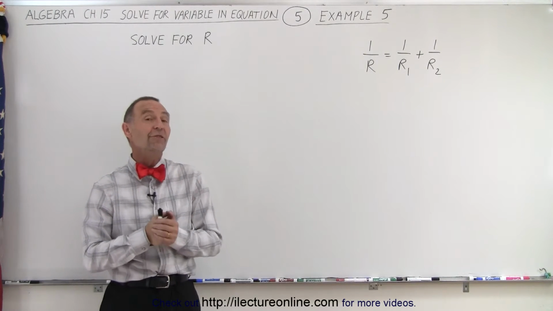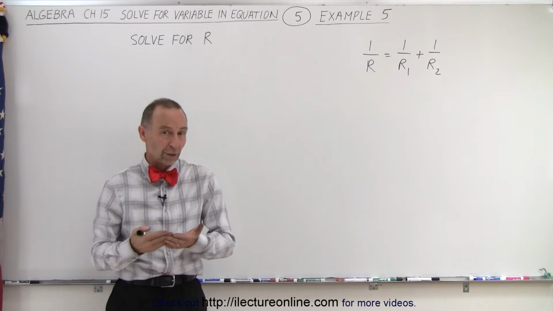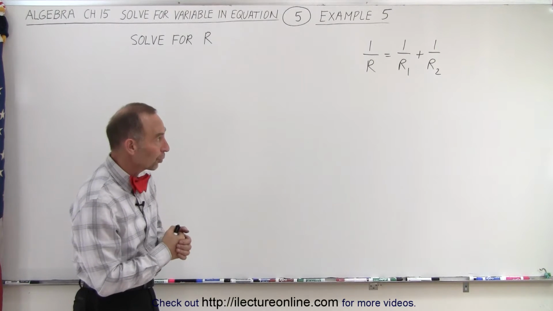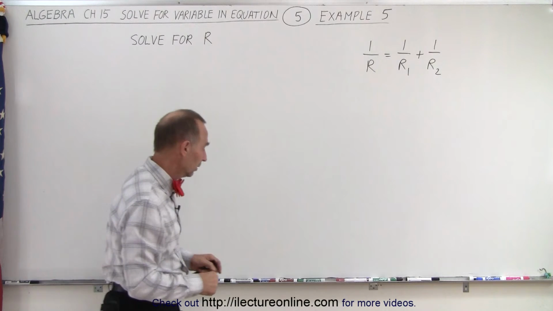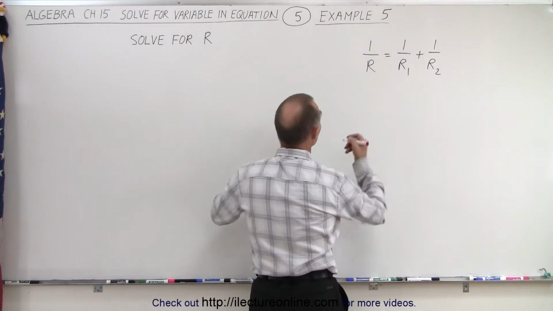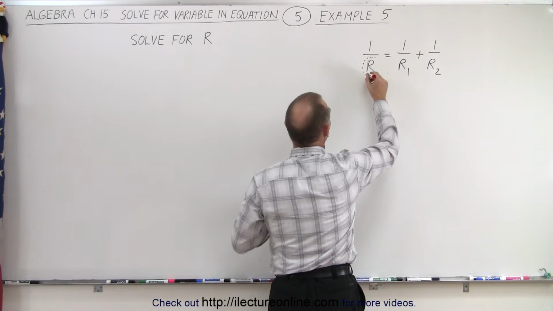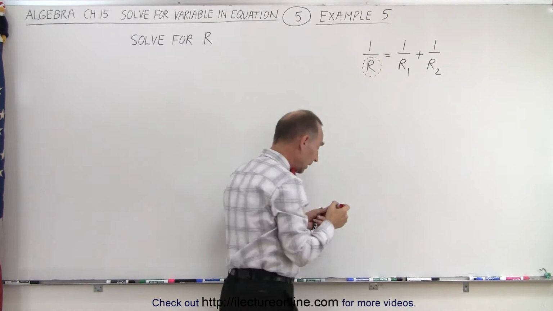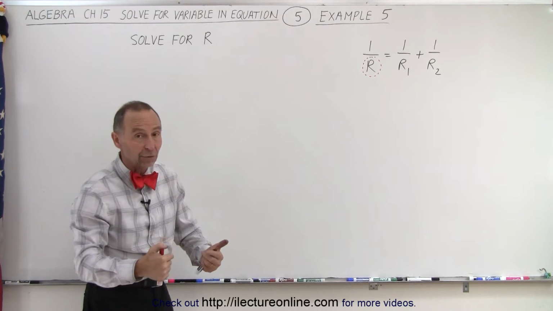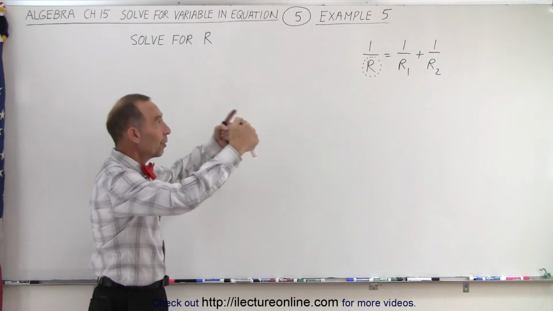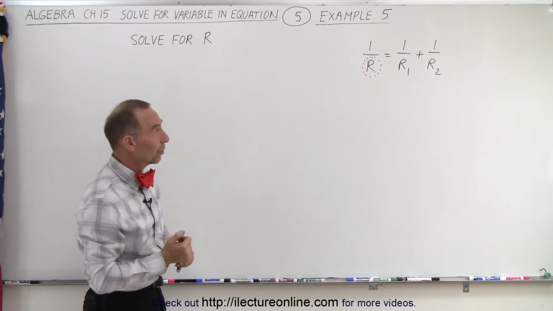A famous equation in physics is 1/r = 1/r1 + 1/r2. And in this case, they want us to solve that equation for r. So again, what we're going to do is put a little circle around the variable we're looking for. But in that case, it's already isolated on the left side. It simply needs to go from the denominator to the numerator. We simply need to flip over the left side and the same to the right side.